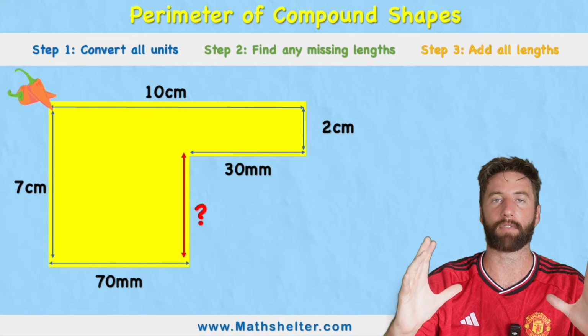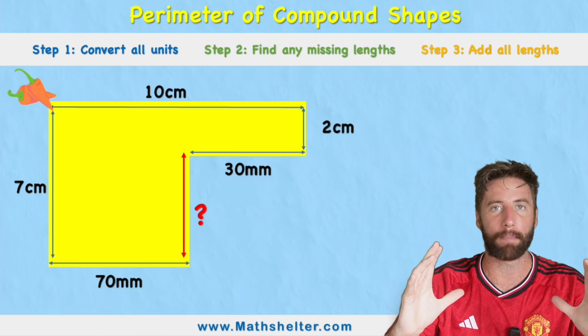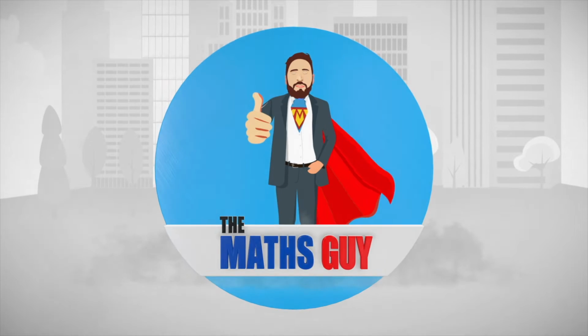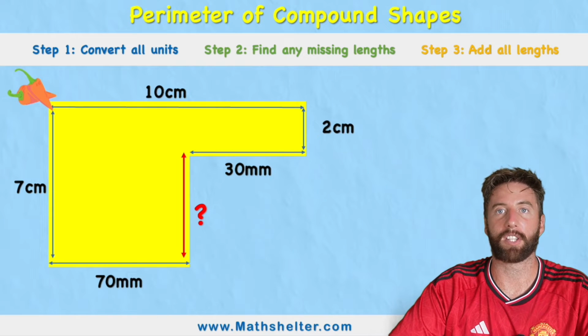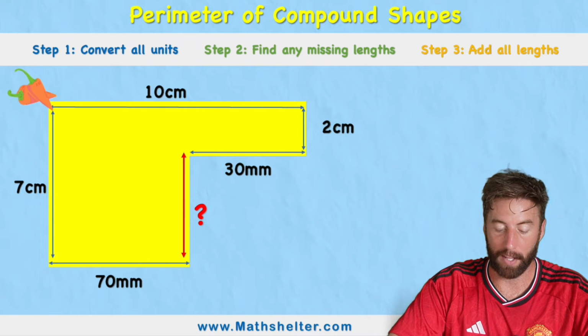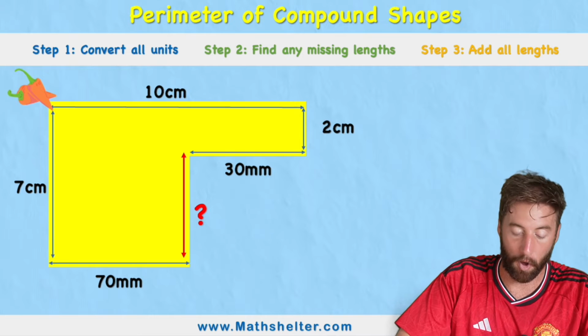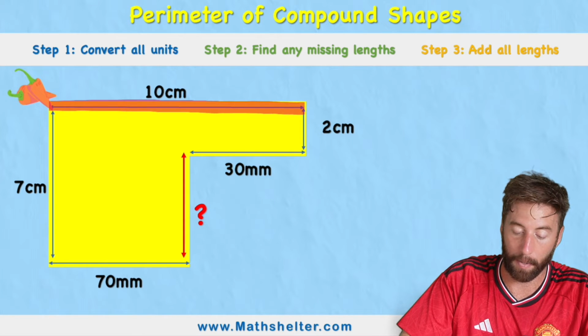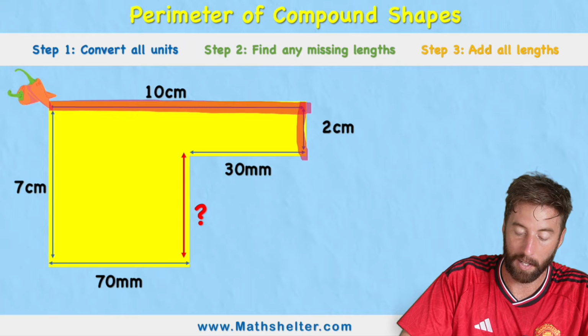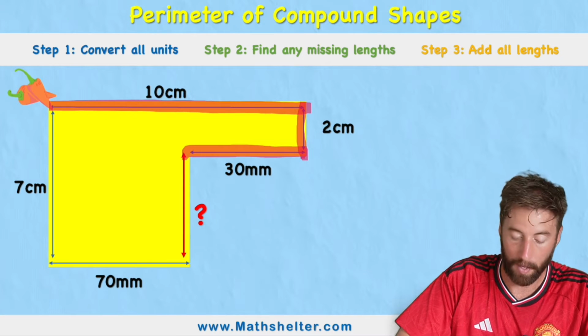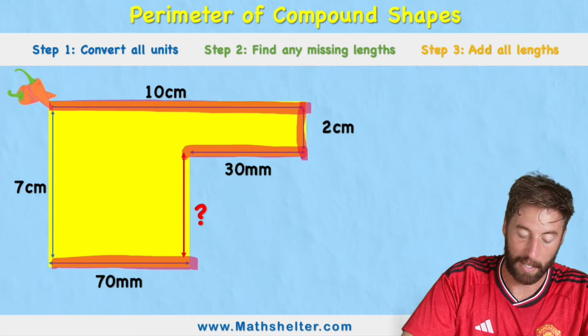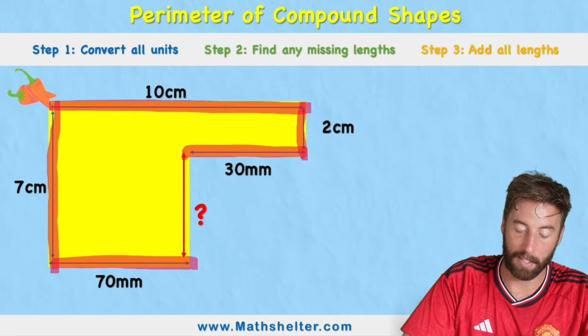Today we're going to be looking at how to find the perimeter of compound shapes. So let's begin. And first of all I can notice I have a missing value here, this question mark. So let's see what we've got. We've got 10 centimeters at the top, 2 centimeters, then 30 millimeters. Then we have this gap which we don't know. Then we have 70 millimeters and 7 centimeters.